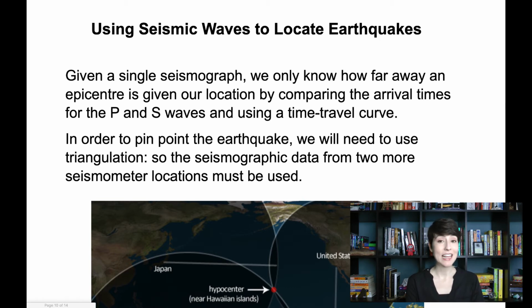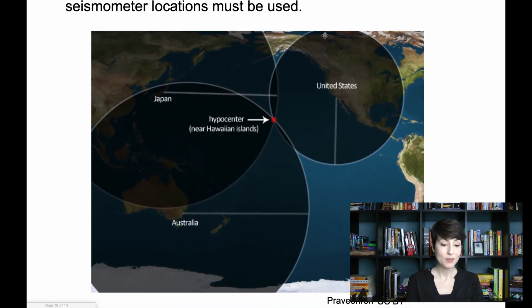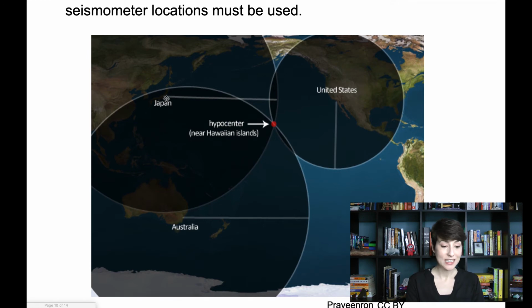In order to figure out exactly where the earthquake is, where that epicenter is, I'm going to need 3 different recording stations to tell me exactly how far away the earthquake was from them. So for example, if someone in Japan records this distance to an earthquake, they only know the earthquake could have happened anywhere on the circumference of this circle.